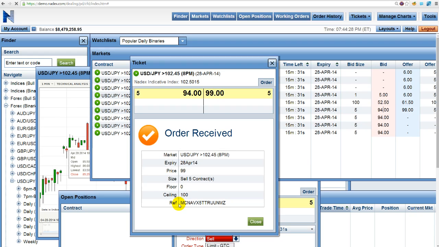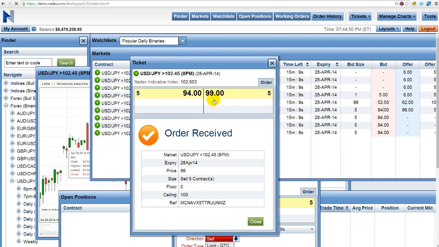Okay, so 102.45. Is it in the money or out of the money? It's both. Is that right? Is it both? Now I'm talking about what I did, the order I put on. I just put that on to have a price on the offer and sell side.